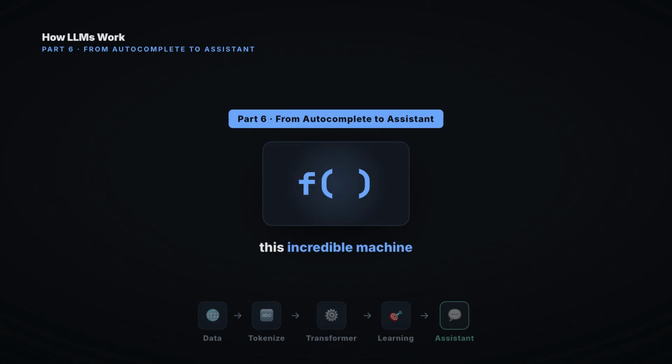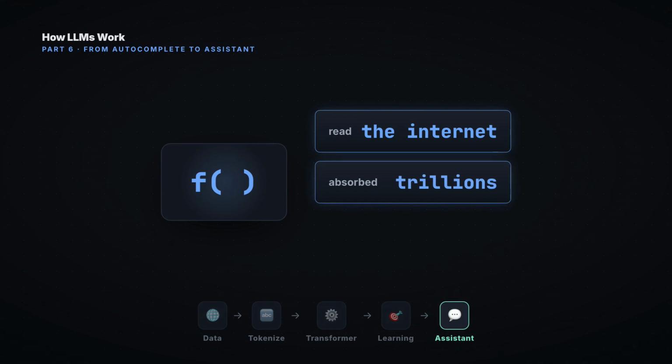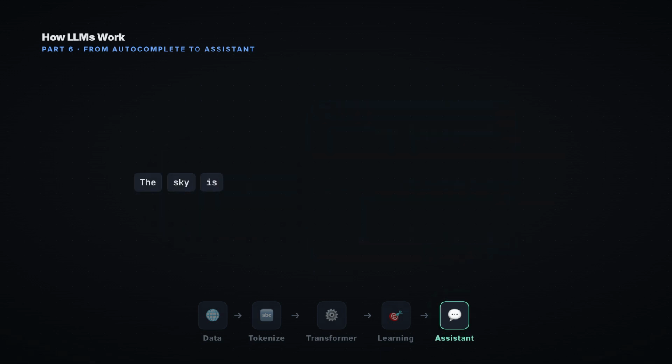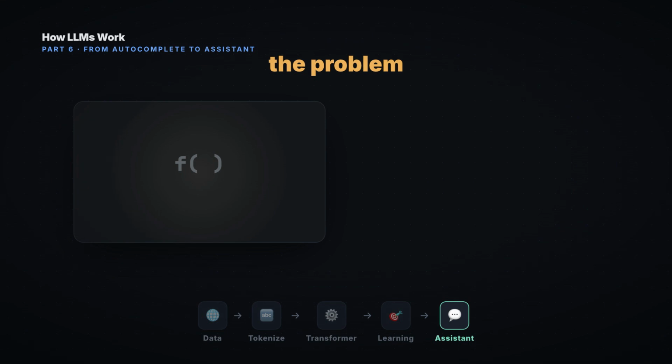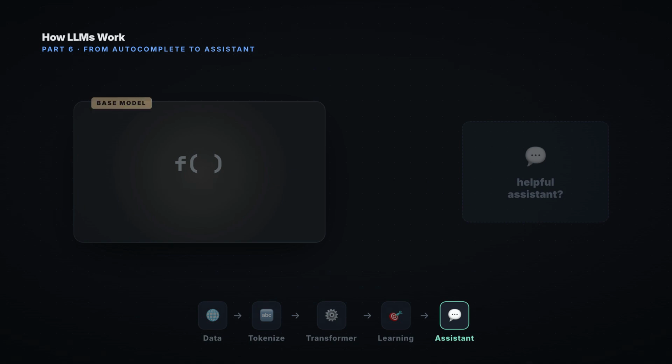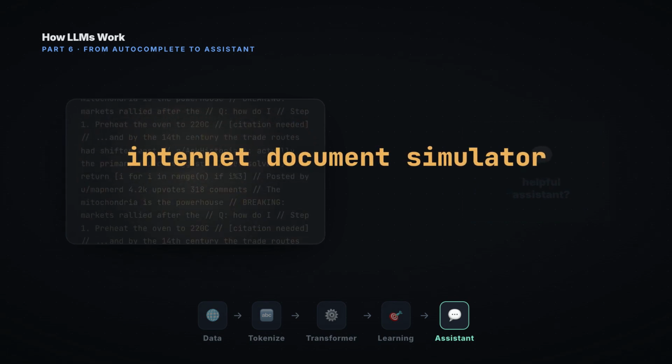So we've built this incredible machine. It's read the internet, it's absorbed trillions of tokens, it has billions of finely tuned dials. It can take any piece of text and predict what word comes next with remarkable accuracy. And here's the problem. That's all it does. The model that comes out of pre-training, what's called the base model, is not a chatbot. It is not an assistant. It does not want to help you. It's an internet document simulator.